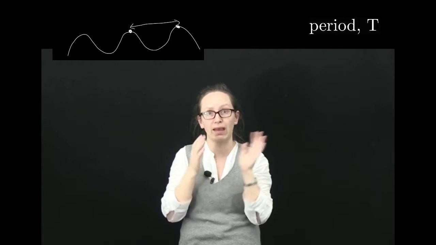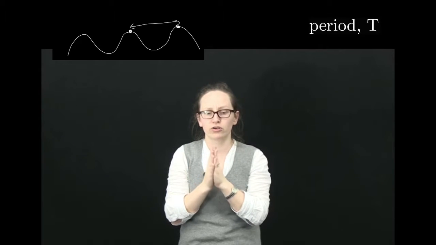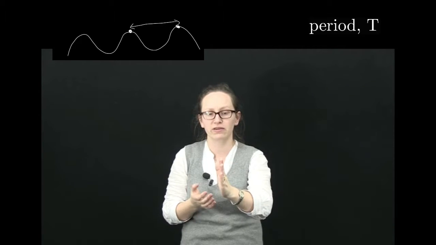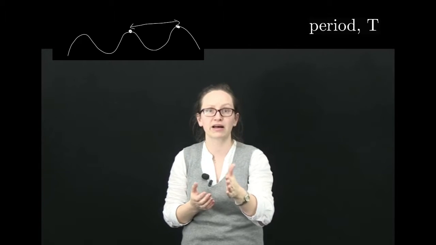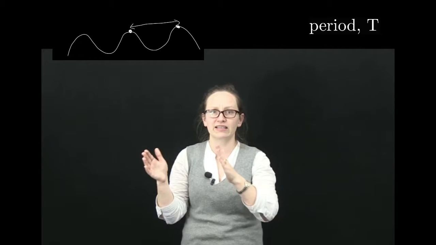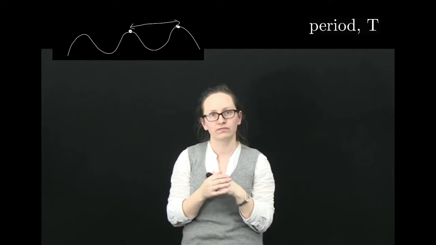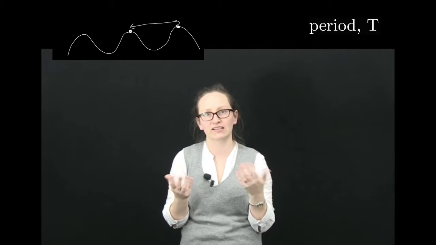The period of a wave is given the symbol capital T. To measure the period of the wave, if you started your stopwatch when one crest passed you and then waited until the next crest passed you, you would have measured one period. So the period is how long it takes for one wavelength to move past you. The period is measured in seconds.